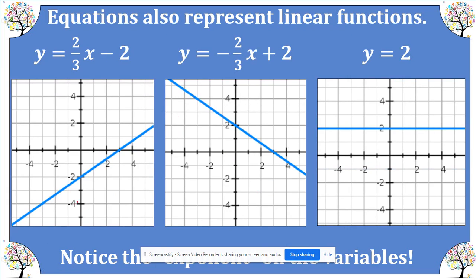So we have our equations. Here's the graph and here's the equation that goes with it. These are all linear functions. So notice that the exponents on all of my variables is an understood 1. This is what makes an equation linear. So make sure you jot that in your notes. All linear functions written as equations have an understood positive 1 exponent.